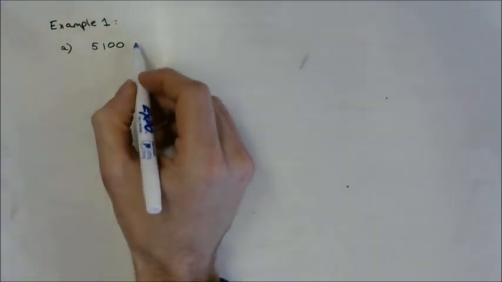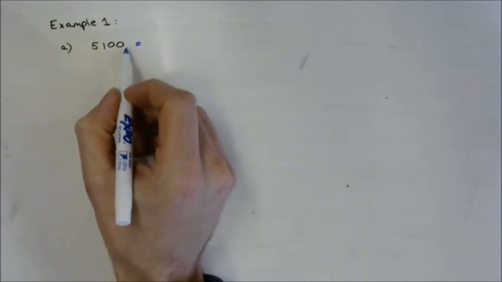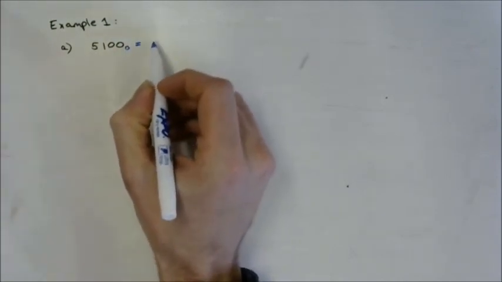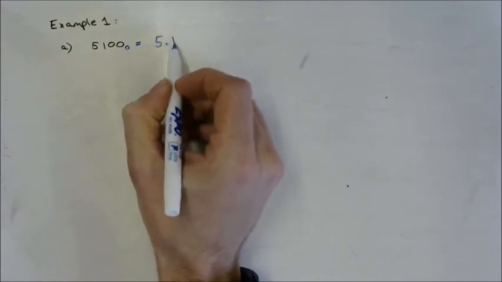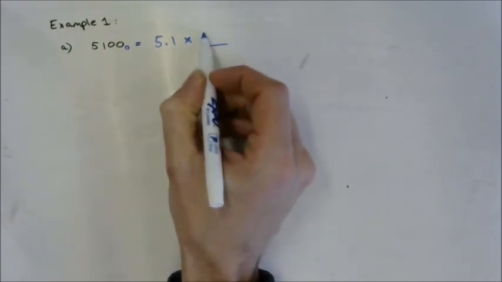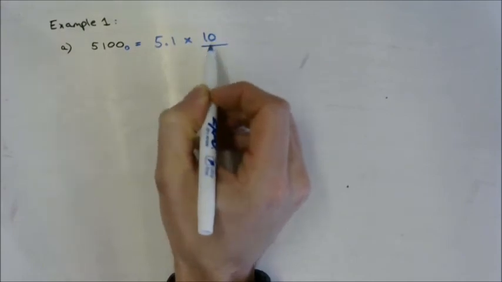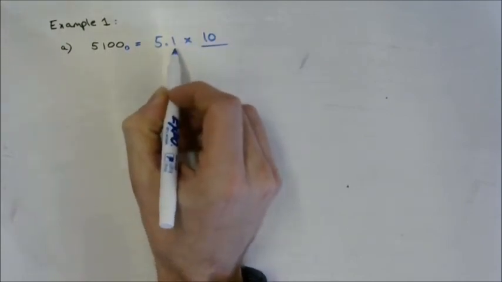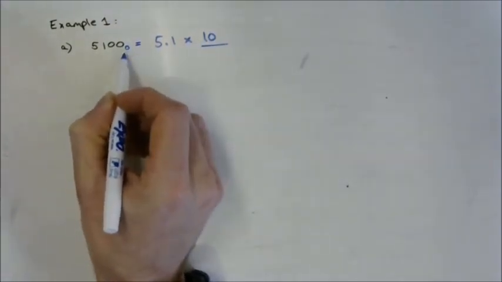So this is our old rule from last lesson. All we need to know is that my decimal place is here, but if I'm writing this as scientific notation, it's going to be 5.1 times something. I know that's going to be a power of 10, so it's 5.1 times 10 to the power of something. Well, how many times do I multiply 5.1 by 10 in order to get 5100?